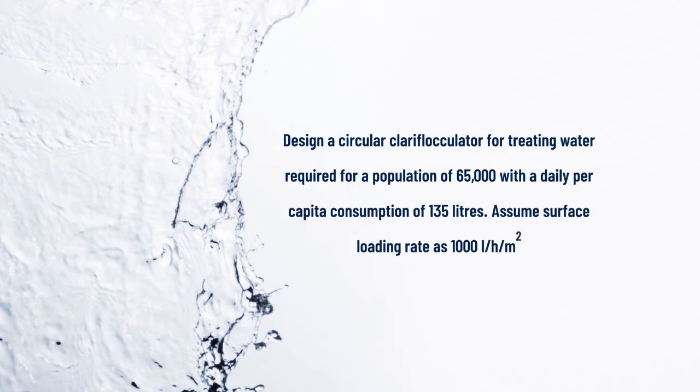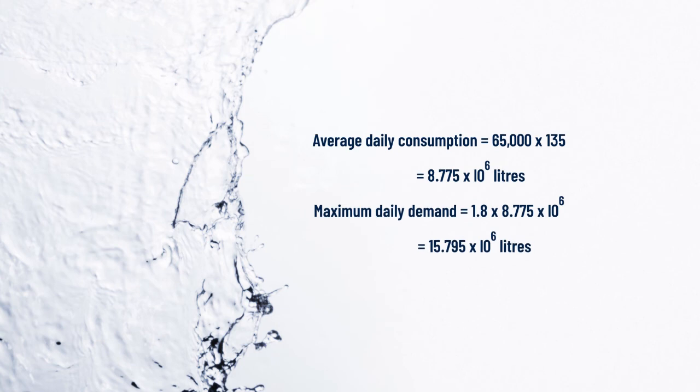Another example. Design a circular flocculator for treating water required for a population of 65,000 with a daily per capita consumption of 135 liters. Assume surface loading rate as 1000 liters per hour per meter square. Now, average daily consumption is 65,000 × 135. Maximum daily demand is equal to 1.8 × 65,000 × 135, which is equal to 15.795 × 10^6 liters.